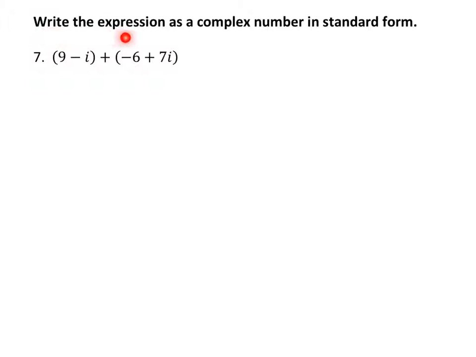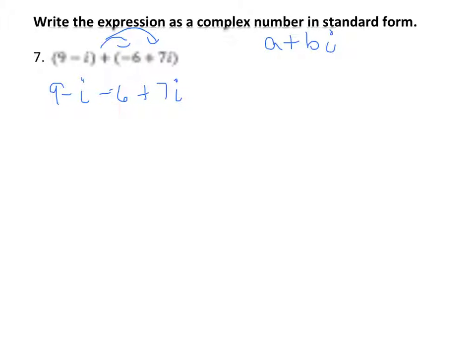Alright, it says write the expression as a complex number in standard form. So we need to get it down to just a plus bi. When there's a plus in the middle, don't worry about it. You can just distribute the plus sign. So you get minus 6 plus 7i. Then treat it like it's a variable. What's 9 minus 6? 3. Negative i plus 7i plus 6i. Done. Let's take a look at another.